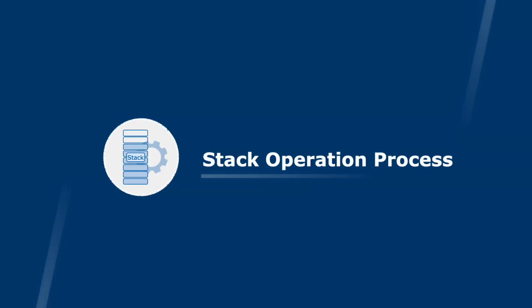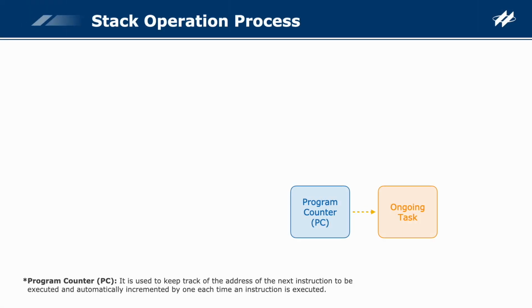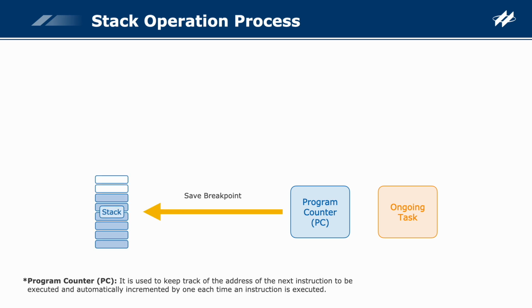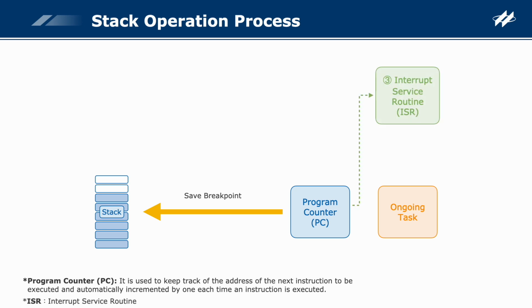Stack operation process. Suppose the CPU is executing the main program and the program counter stores the address of the next instruction to be executed. At a subroutine call or interrupt acknowledge signal, the contents of the program counter are pushed onto the stack. And then the CPU will jump to the task that needs to be executed. When the jumped task is completed, the program counter is restored to its previous value from the stack, and the original task execution continues.